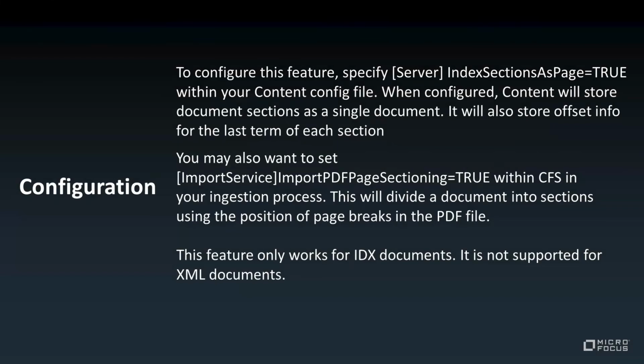To configure this feature, specify the new parameter IndexSections as pages within the server section of your config file for Content. When configured, Content will store document sections as a single document within its indexes. It will also store offset info for the last term of each section so that it knows where a page ends and where it begins.